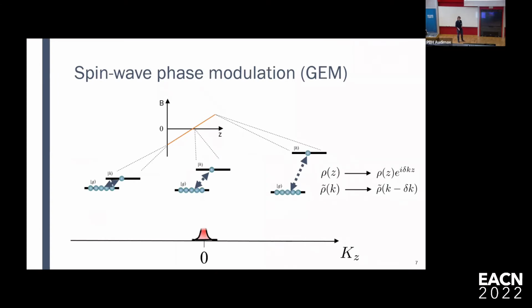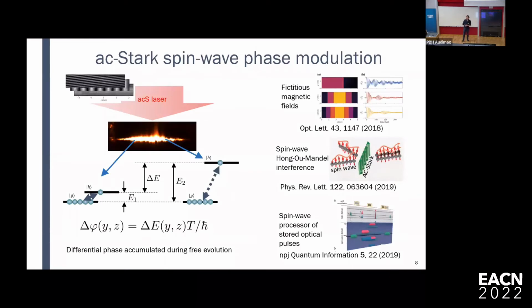So now, for example, we may keep applying the gradient and store several pulses. Then if we flip the gradient, the kz is reversed, and we may retrieve an arbitrary pulse, actually in an arbitrary order, assuming that we can switch this magnetic field. However, the magnetic field has some disadvantages. It cannot be switched too rapidly. Therefore, we have developed another idea where we use a strong off-resonant laser, which induces an AC Stark shift instead of the Zeeman shift to achieve pretty much the same.